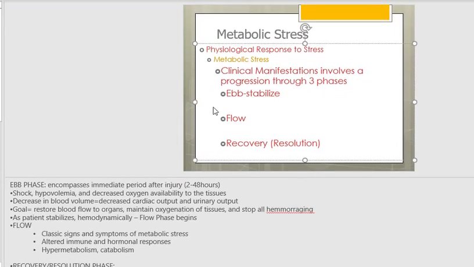Metabolic stress on ventilators to help them breathe. So sometimes, until we do that and stabilize them, there's a decrease in oxygen availability. Because of the decrease in blood volume, there's a decrease in cardiac output and a decrease in urine output.